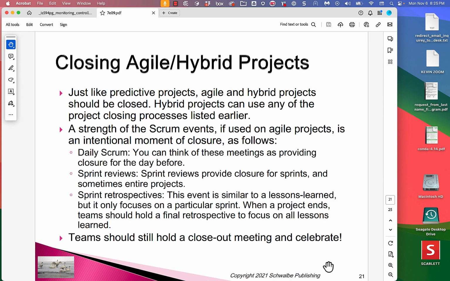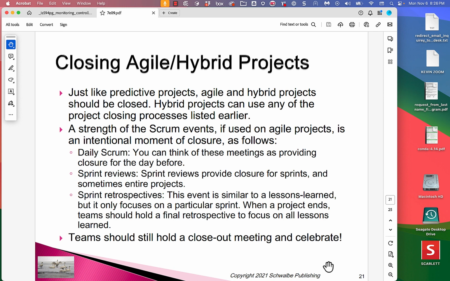Now, how might this be different for an agile or hybrid project? Just like predictive or waterfall projects, agile and hybrid projects should be closed. Hybrid projects can use any of the project closing processes listed earlier. I certainly agree with that.